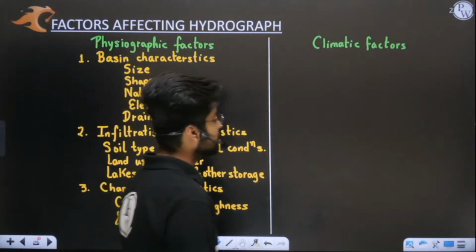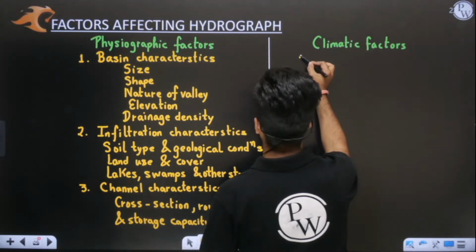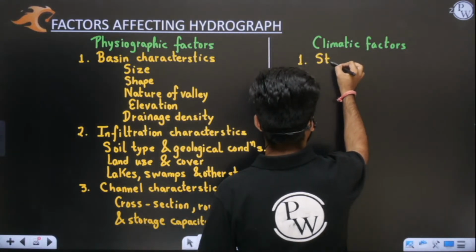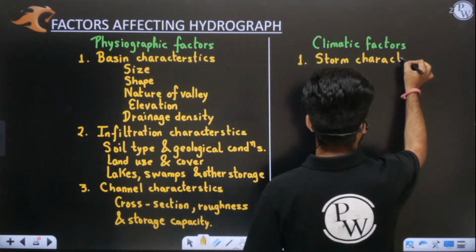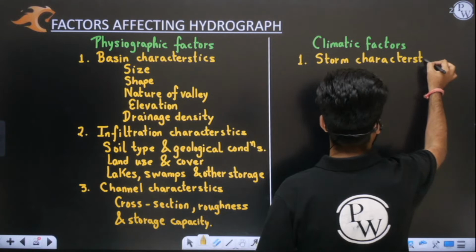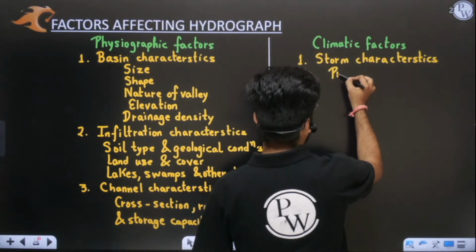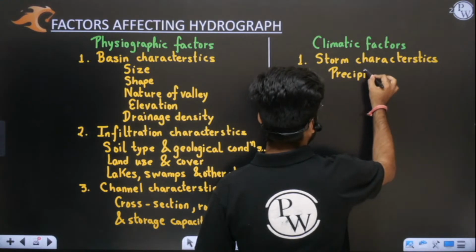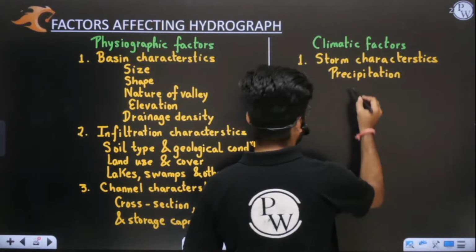Then we will discuss the climatic factors. In climatic factors, the first is what kind of rainfall we have. That means the storm characteristics. The first one is how much precipitation your catchment has received.